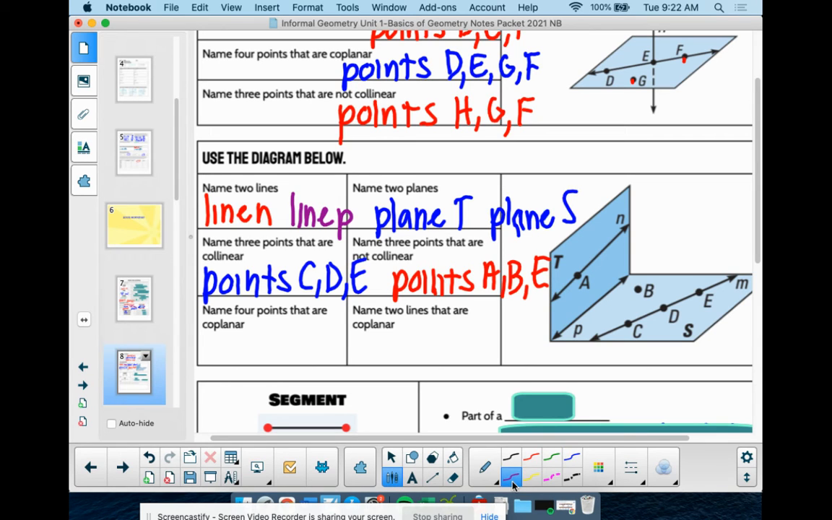Okay. 4 points that are coplanar, so on the same plane. Do we even have 4 points on the shaded plane over here? No. So we have to pick 4 points on this one here. What are they? B, C, D, and E. Those are our 4 points. Points B, C, D, and E.